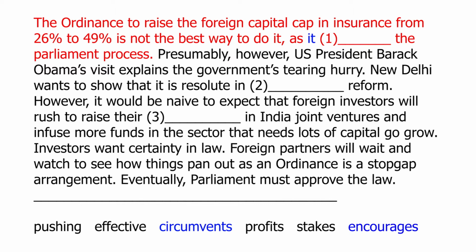Now we have to employ the second one, which is checking the context so that we can decide which one is correct. Is it encourages or circumvents? At this stage, students could know the meaning of encourages, but circumvents could be tricky. So which one is correct? Here you have to check the context. If we read the phrase just right before the gap, when they said, is not the best way to do it, does this phrase carry a positive or a negative meaning? Yes, you are right. It carries a negative meaning.